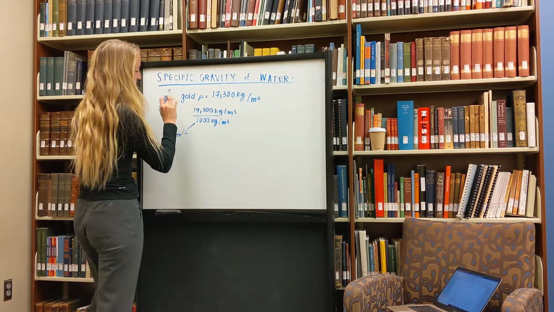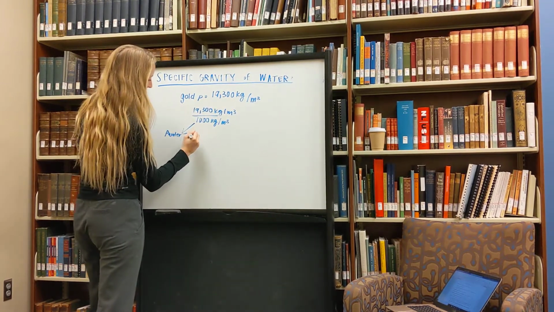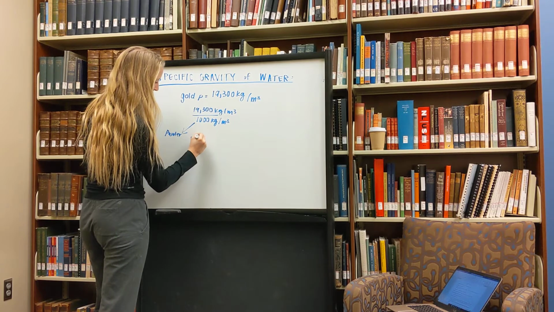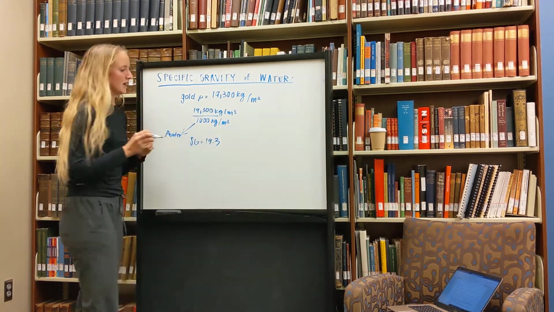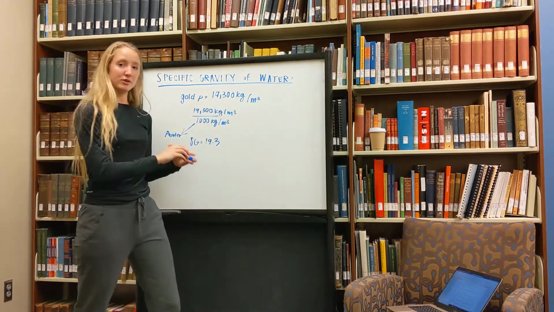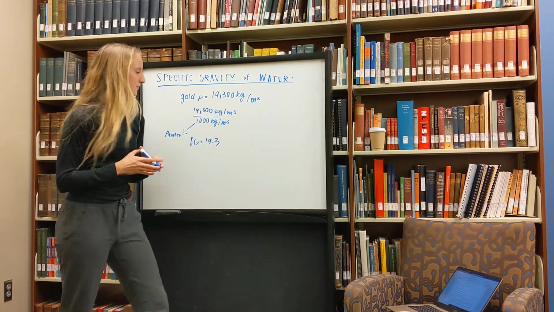So, the specific gravity of gold would be 19.3. And it's important to note that this has no units. It is merely a ratio.